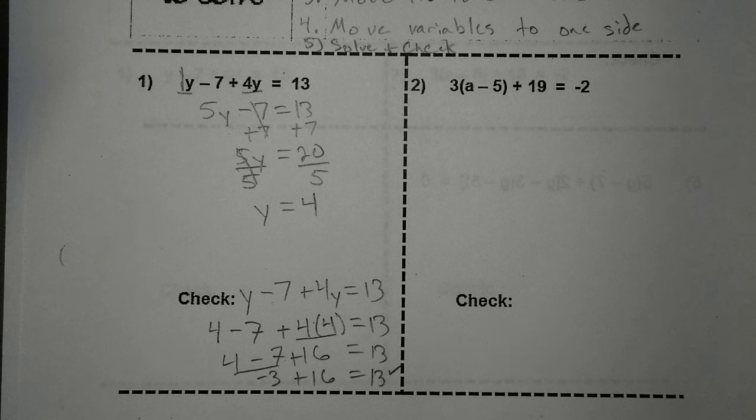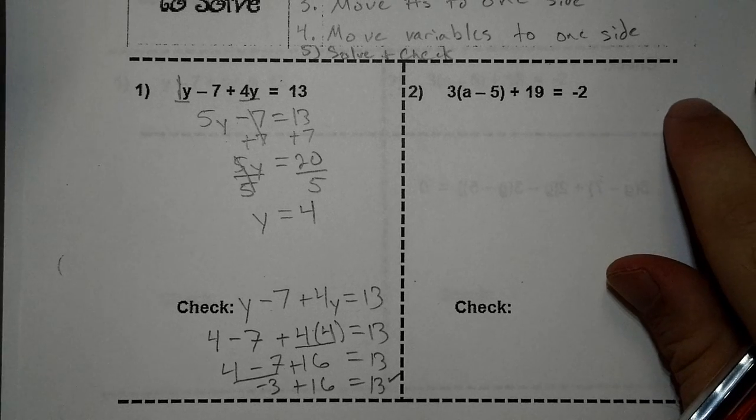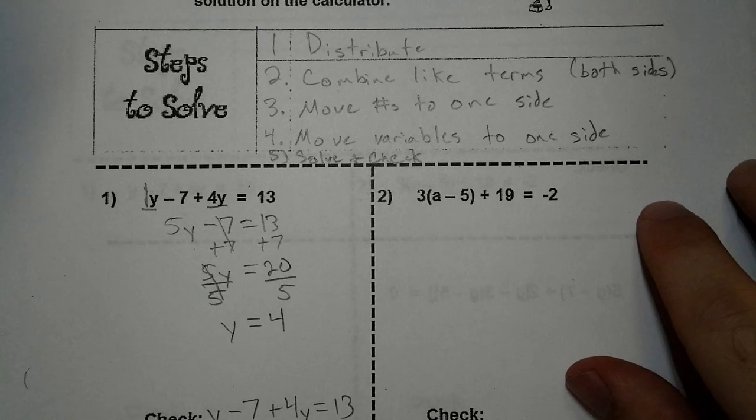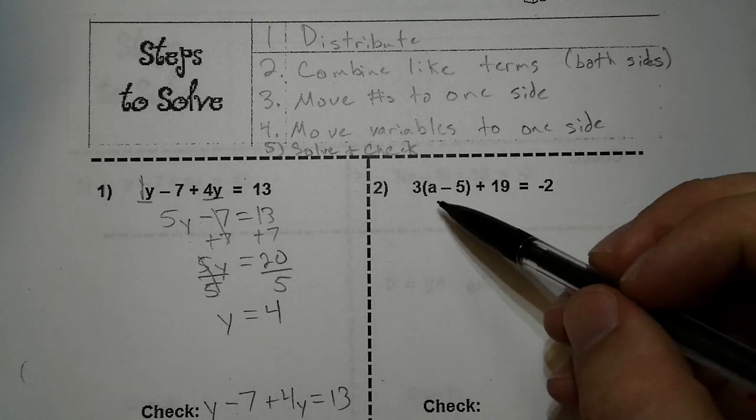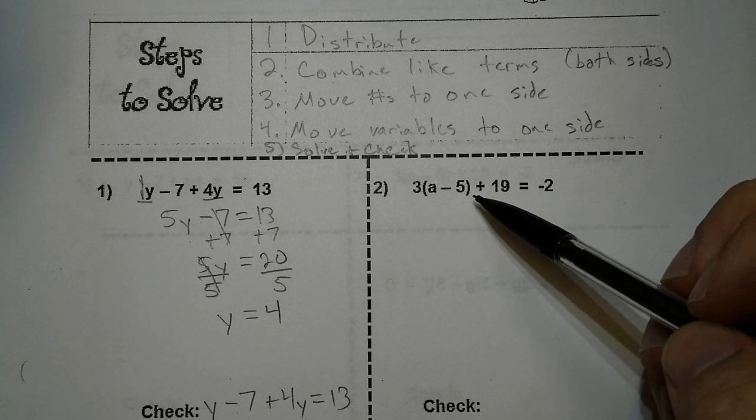All right, we're going into part 2. It is still solving equations multi-step using distribution. So let's go through the steps on this one. Do we need to distribute? I do see a parentheses.